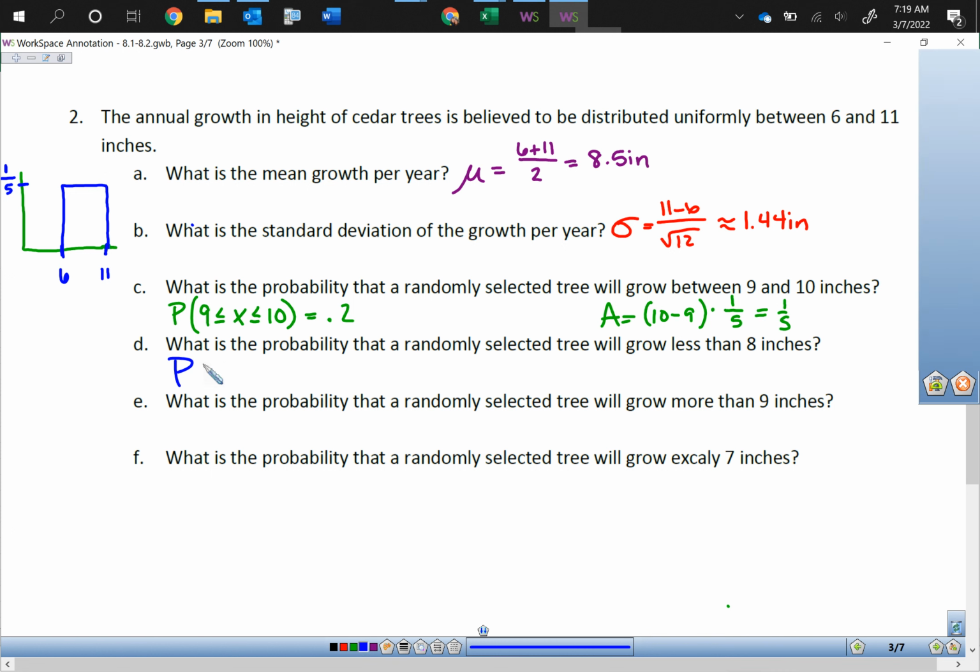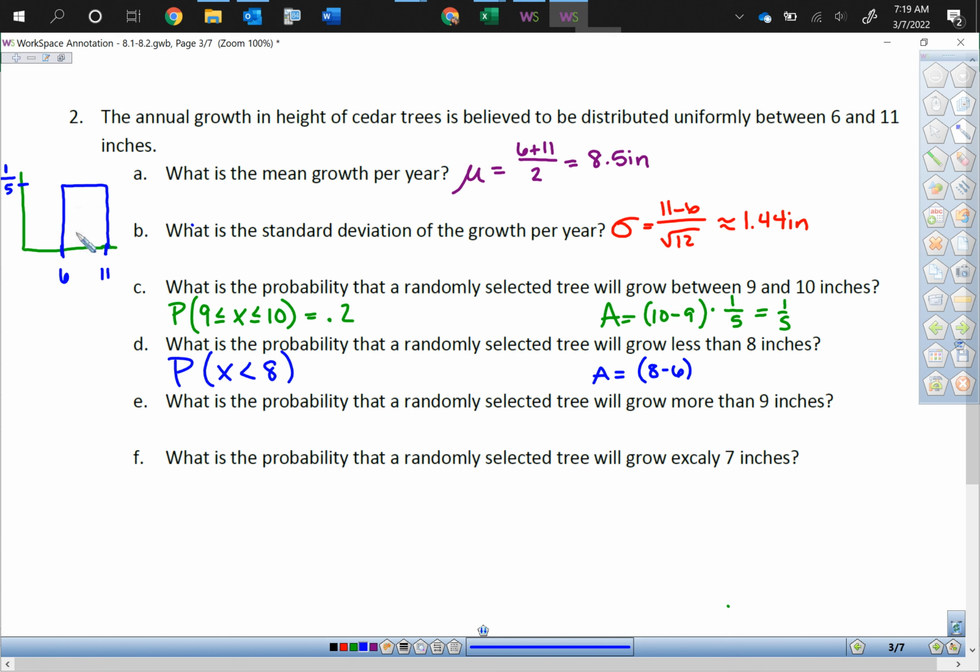On letter D, what is the probability that a randomly selected tree will grow less than 8 inches? Since it says it's distributed between 6 and 11, that means the lowest we can go is 6. So my rectangle here is going to start at 6 and end at 8. So the area is going to be 8 minus 6 because that's going to be the width of my new rectangle. And again, we're going to multiply it by that 1/5. Well, 8 minus 6 is 2 times 1/5 is 2 over 5. So that's going to be 0.4.